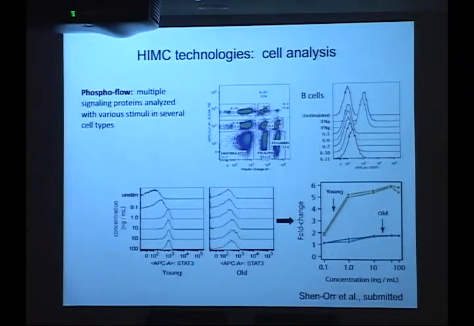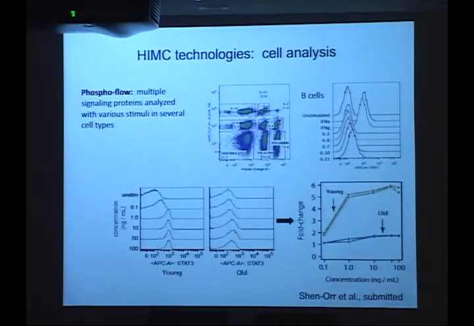And then we read out 3 different stat proteins, one of which is shown here. And so you see a kind of typical response pattern for B cells where a couple of these cytokines like interferon alpha and gamma are stimulating strong B cell responses, the other cytokines not so much.